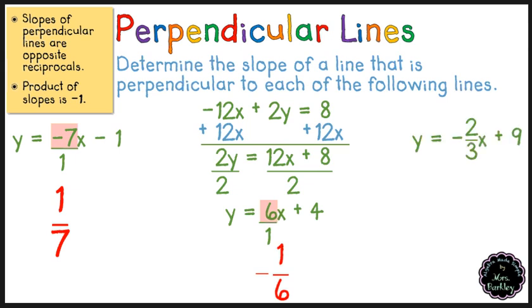And lastly, y equals negative 2/3 x plus 9. This equation is in slope-intercept form, and our slope is negative 2/3. The opposite reciprocal of negative 2/3 would be a positive 3/2.